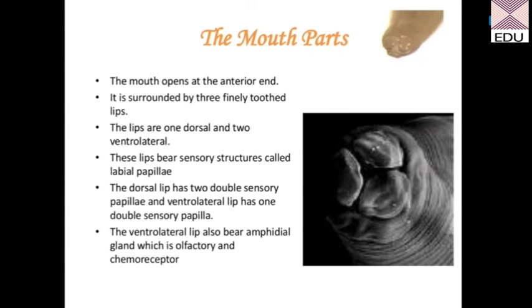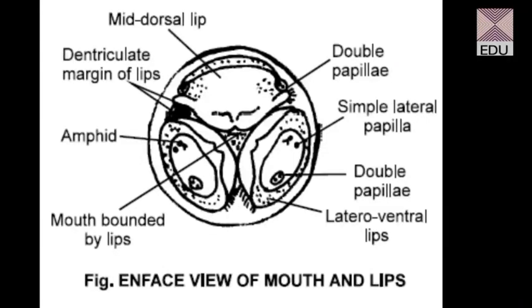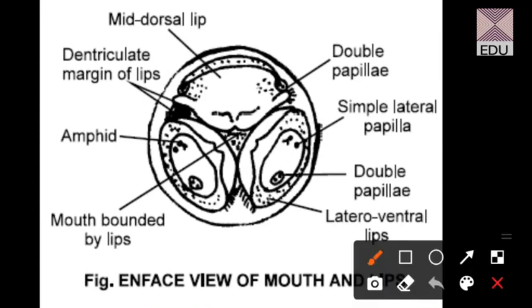So I think you are very much clear about the mouth parts of the Ascaris. In this diagram, you can again see the dorsal lip and the two ventrolateral lips. The dorsal lip has two double papillae. The ventrolateral lips each have a single double papilla, a single papilla, and a single amphid. So that was the arrangement of the papillae on the lips of Ascaris.